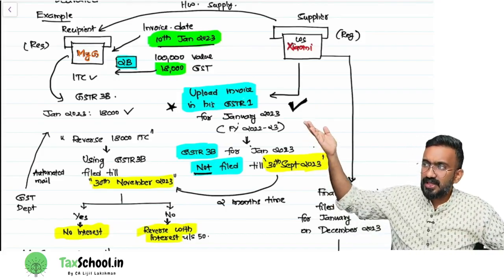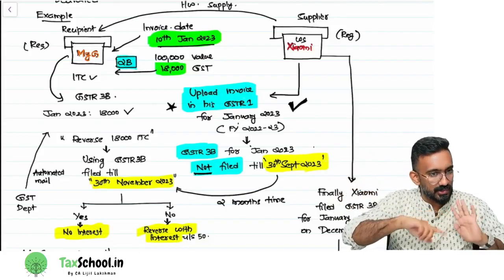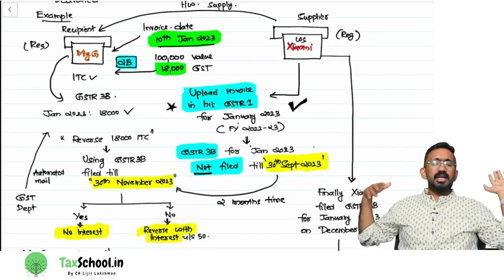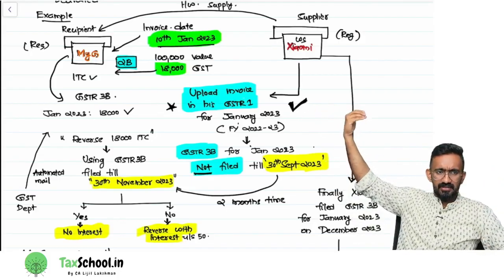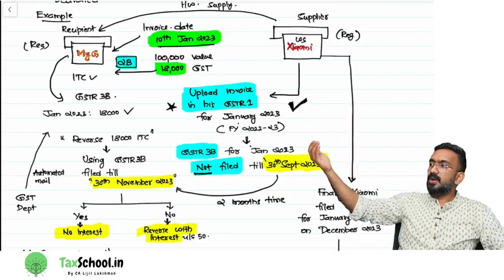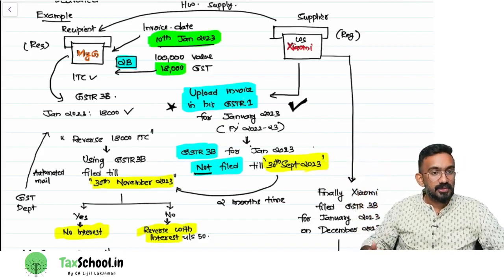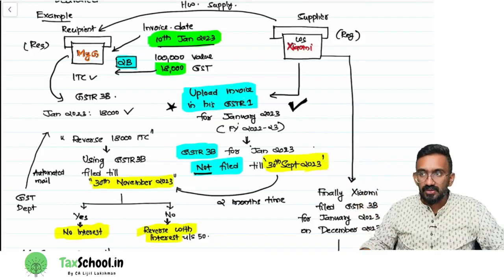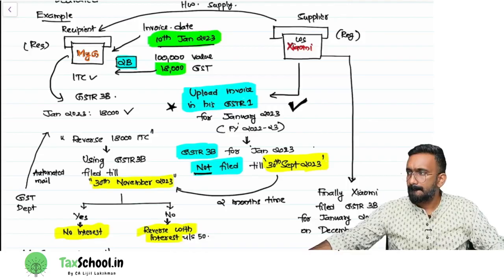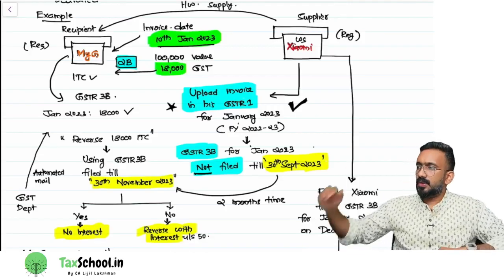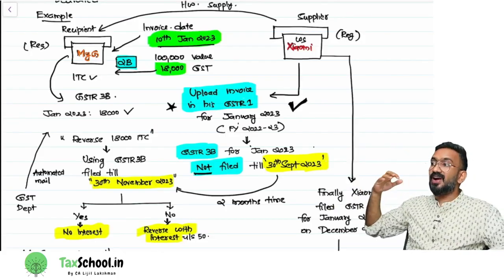So in January 3B, MyG has taken credit of 18,000. So MyG has satisfied all the conditions that are required. Then what happened? Xiaomi uploaded in GSTR 1 on 11th of February, but they did not do 3B for Jan 2023. They should have done Jan 2023 3B and paid the taxes by 20th of February, they did not do that. Now, Xiaomi did not file the 3B for January.